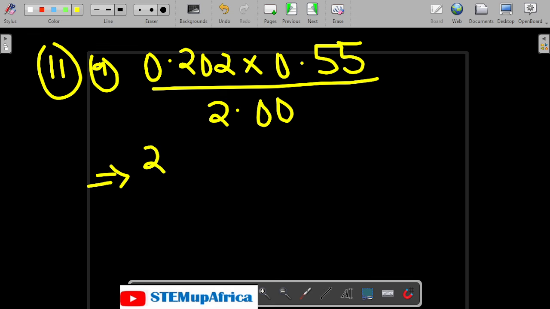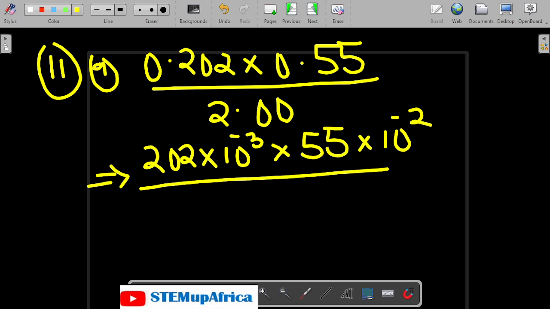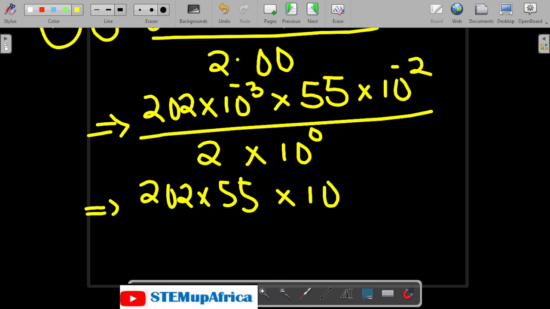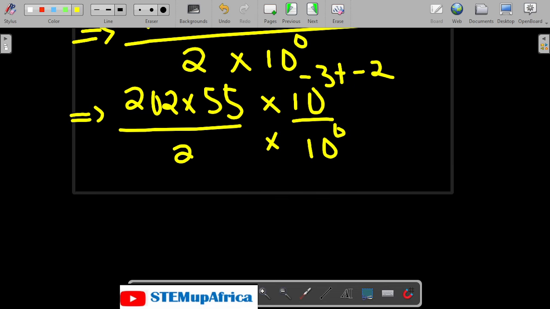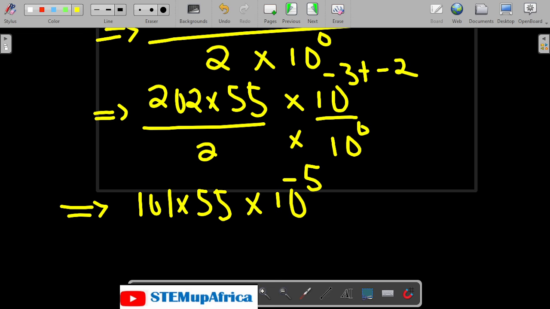So I will write this as 202 times 10 raised to the power minus 3. The 0.55 becomes 55 times 10 raised to the power minus 2. I can write the 2.00 as 2 times 10 raised to the power 0. But 10 raised to the power 0 is 1, and 1 times anything is that thing. So if I apply the law of indices, I'm having 202 times 55 times 10 raised to minus 3 plus minus 2, over 2 times 10 raised to the power 0. If I simplify further, this implies 101 times 55 times 10 raised to minus 5 minus 0.